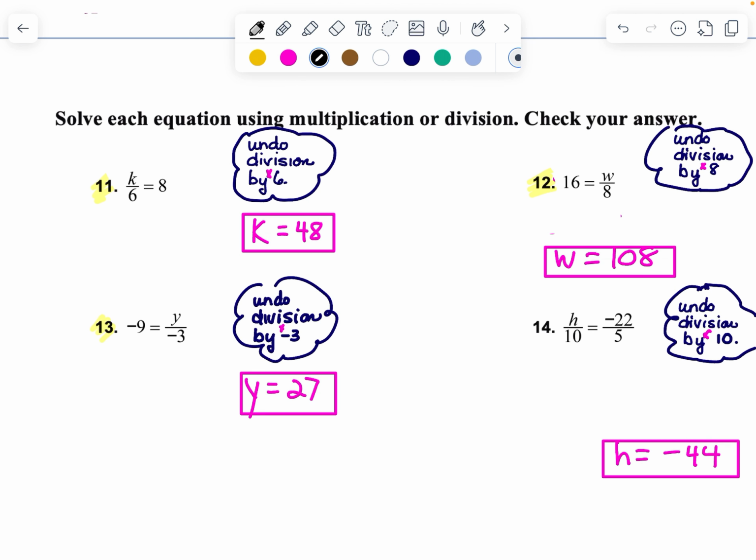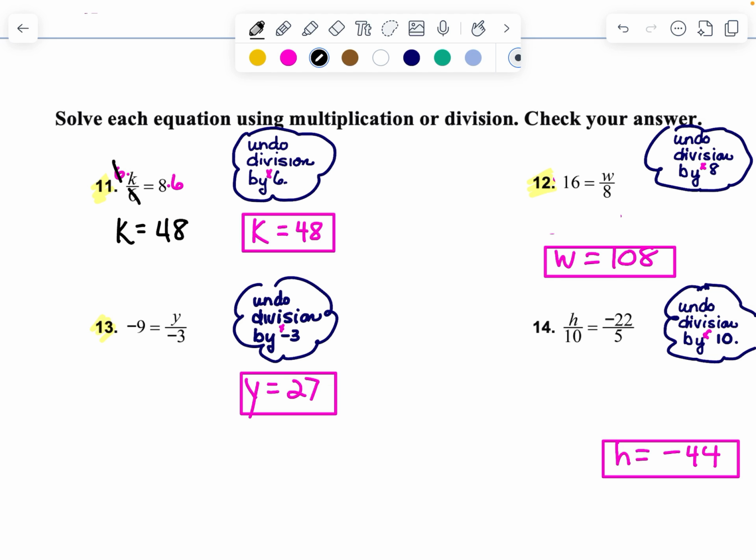Solving each equation by multiplication or division, I'm going to undo the division by multiplying by each denominator that you see there. k divided by 6 is equal to 8. So I'm going to squeeze in a times 6 here. So if I multiply both sides by 6, then on the left-hand side, I just get k. The 6's cancel, and I'm left with k is equal to 48. You can just go like that, right? That's why we multiply to clear the fraction, okay?